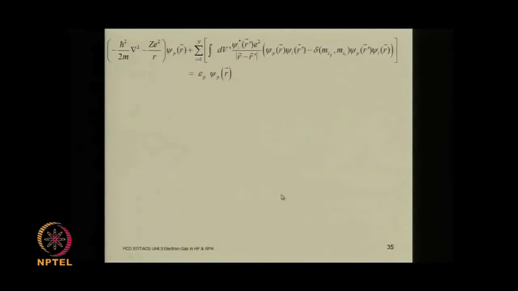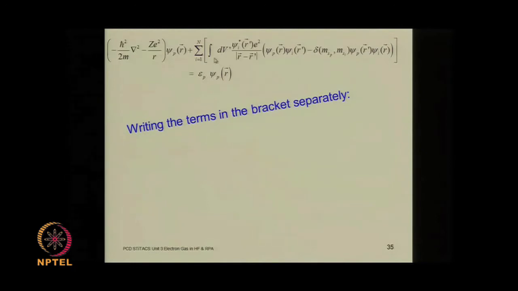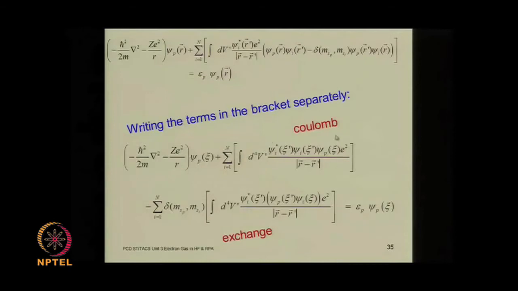This is what we have got, and you have the Coulomb and the exchange terms put together in this bracket. I will now separate them. So the Coulomb term appears in the first bracket and the exchange term appears in the second bracket.